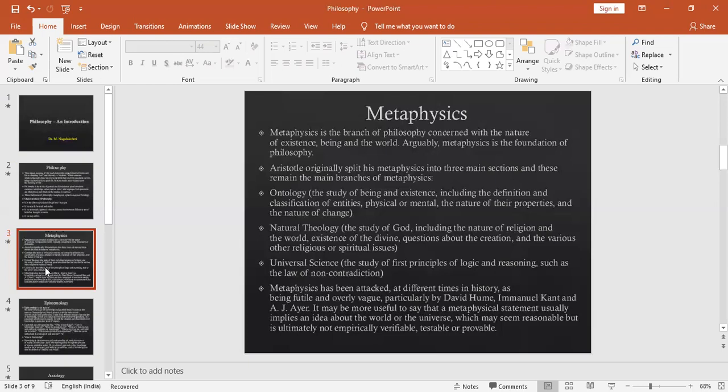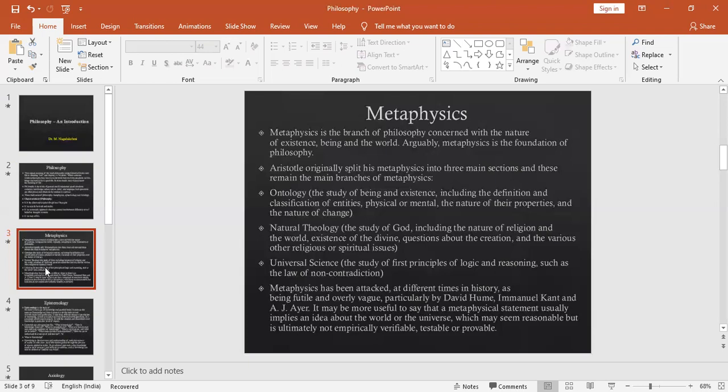So metaphysics has been attacked at different times in history, right? We know that if you want to say something new to the world, it's not that people will immediately accept and appreciate it. Not at all, right? There are plenty of people who agree, and in the same way there are plenty of people who disagree. Always it has both positives and negatives. So when these thoughts exploded, the same thing happened.